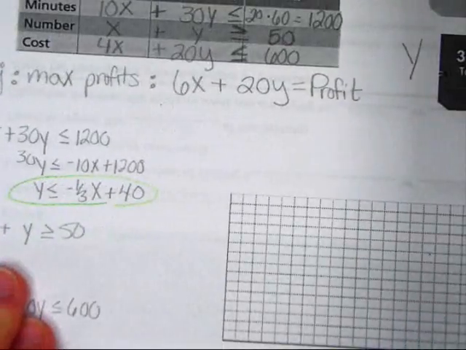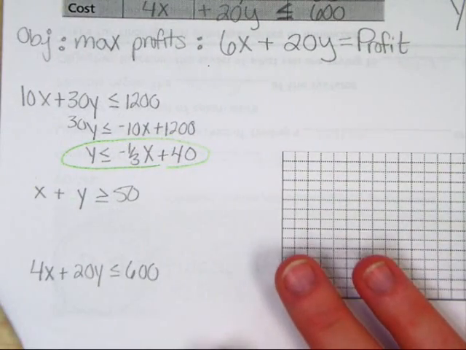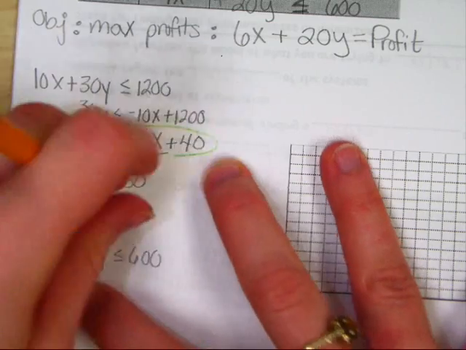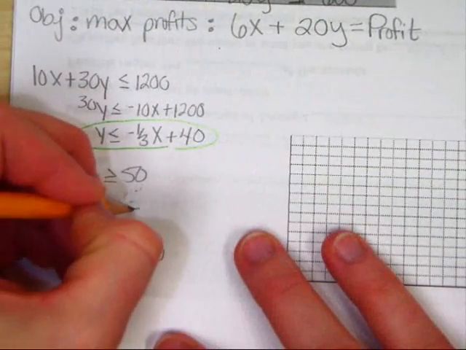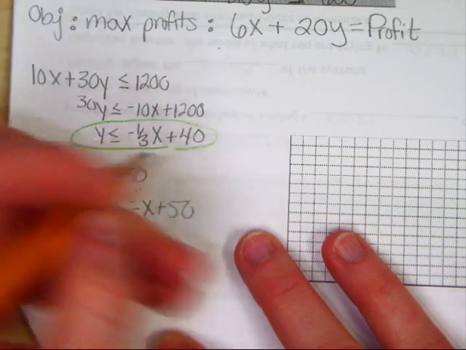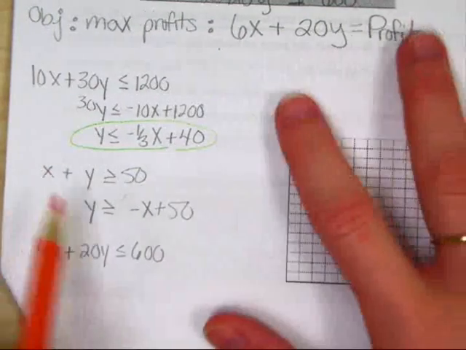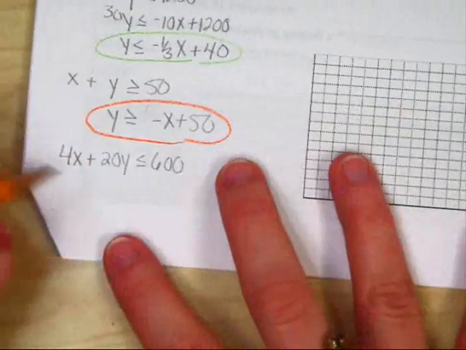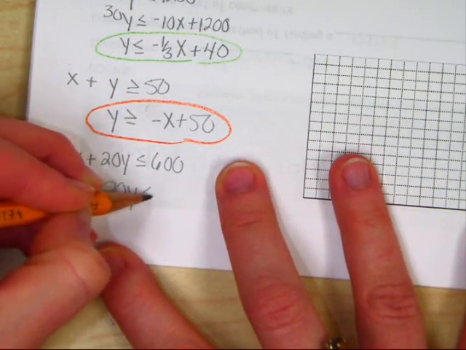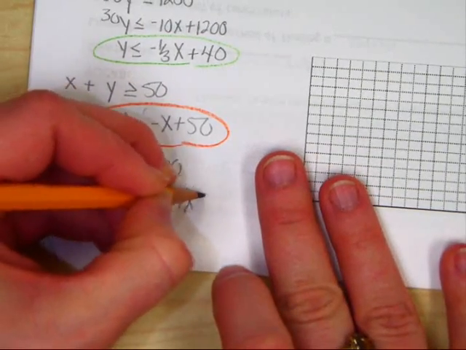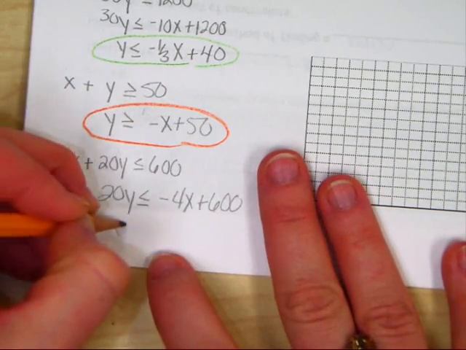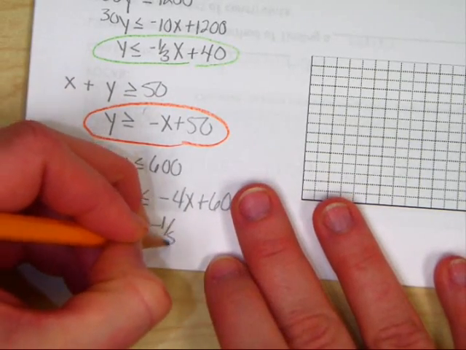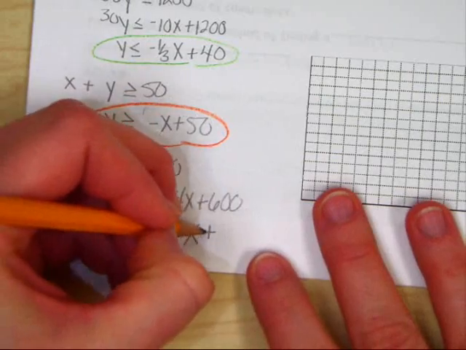The next equation will be much easier to solve for. Just take over the x. y is greater than or equal to negative x plus 50. That one's ready to go. I'll put an orange circle around it. The last one, take over the x. 20y is less than or equal to negative 4x plus 600. Divide by 20. y is less than or equal to negative 1/5 x plus 30, when you reduce.